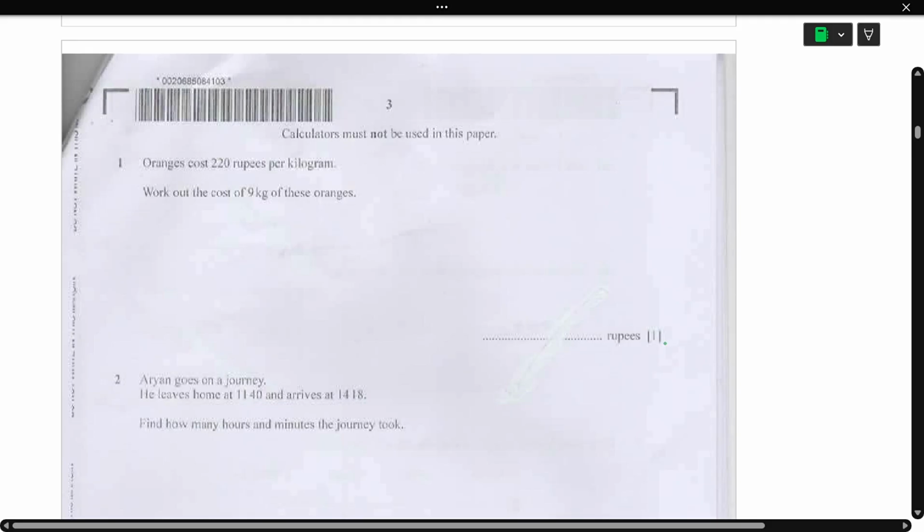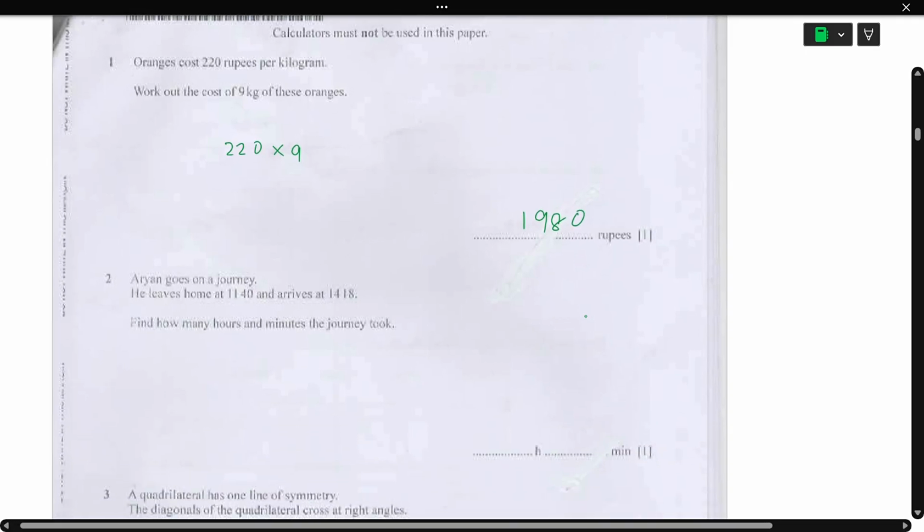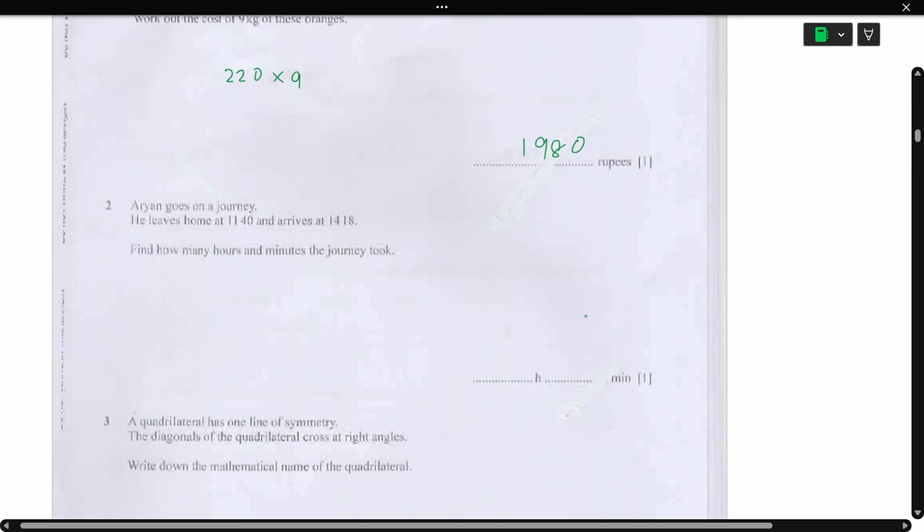Oranges cost 220 rupees per kilogram. Work out the cost of 9 kg of these oranges. So we just need to multiply here: 9 times 220, which is equal to 1980 rupees.